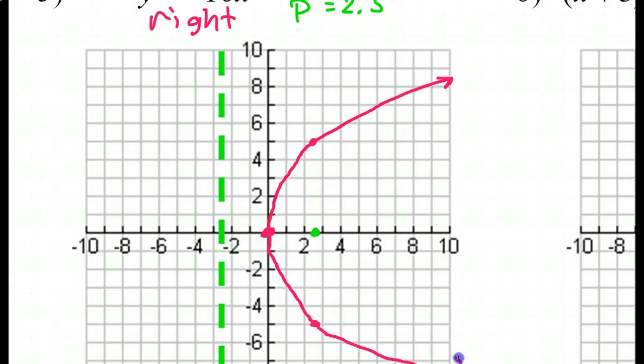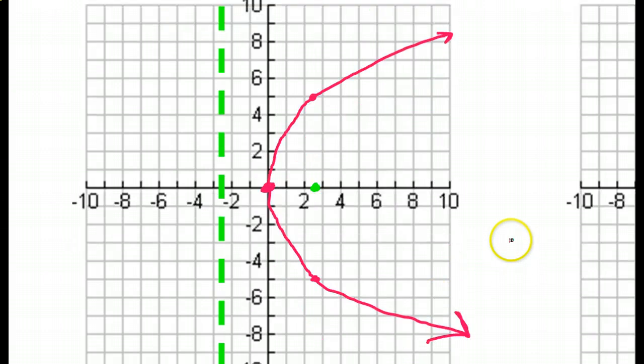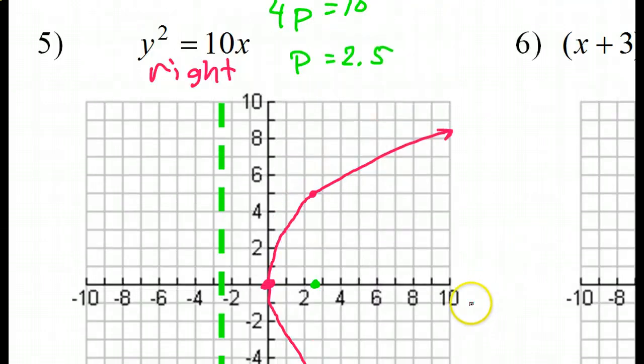Okay, so there you go. That's number 5. Okay, number 6.